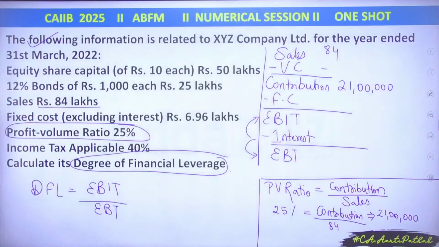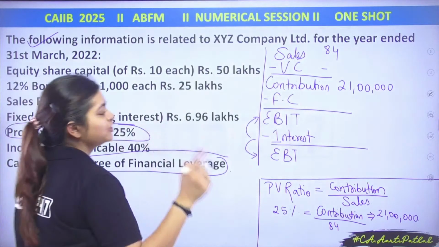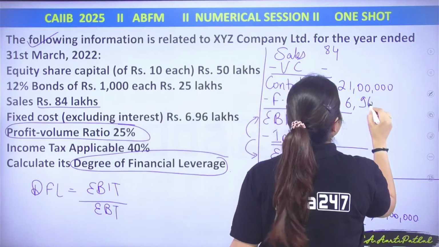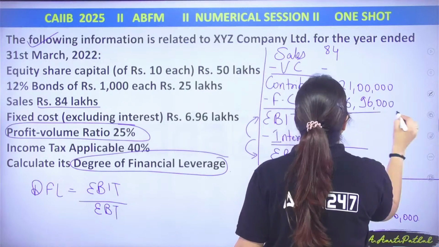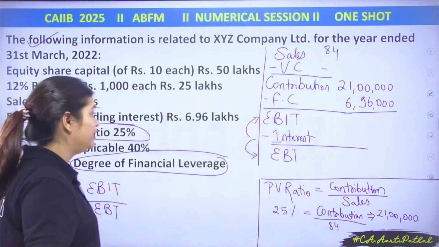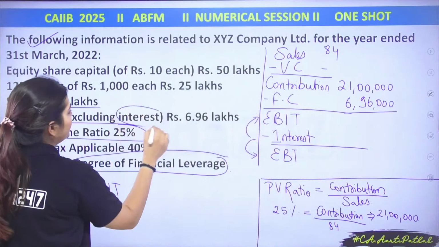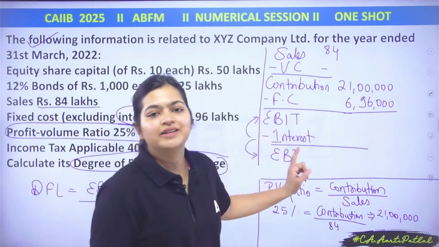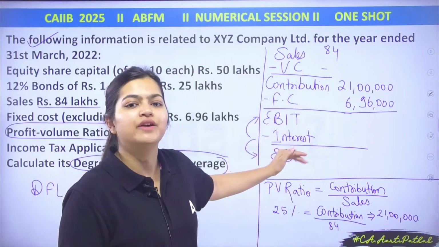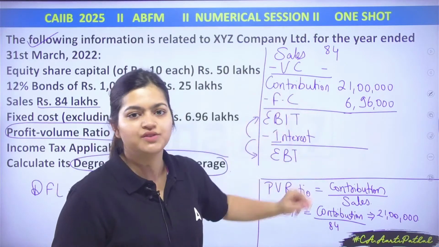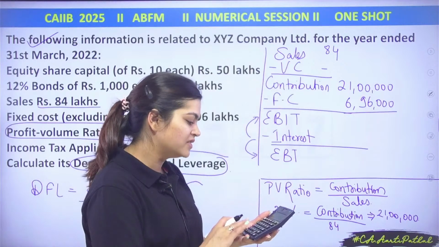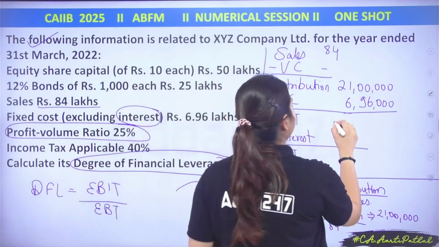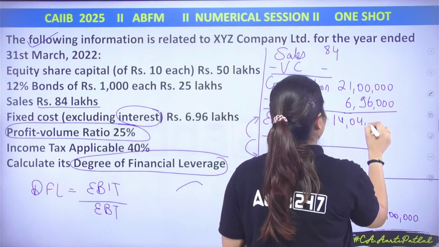Contribution is your now 21 lakhs. Fixed cost excluding interest is your 6,96,000. Always remember, don't get confused that why we are excluding here interest, because this interest we are going to subtract from your earnings. Okay? Earnings, that's why we are not subtracting from fixed cost. So 21 lakhs minus 6,96,000, and EBIT is 14,04,000.